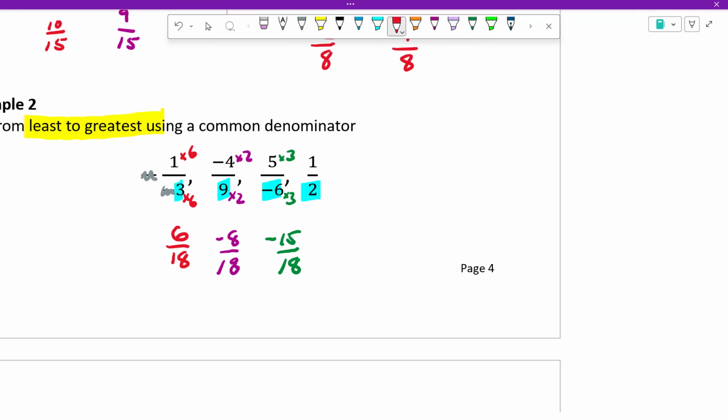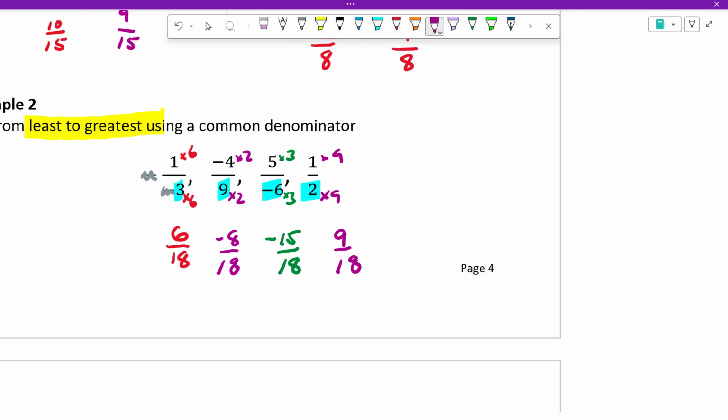And finally, the last one. We have 2 times 9 is 18. So the top and bottom gets multiplied by 9. So we end up with 9 over 18. Right? So now we have all of our numbers written as out of 18. So we rank them from smallest to biggest. Right? Smallest is most negative. So which one's the most negative? Negative 15. Negative 15 over 18.